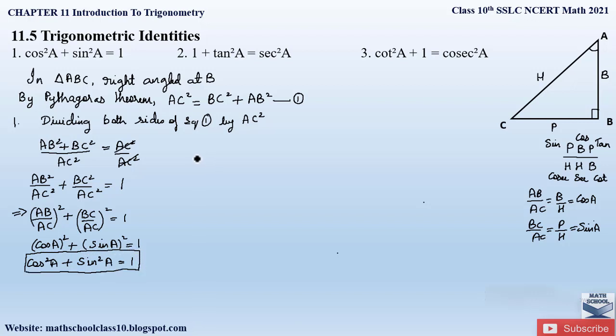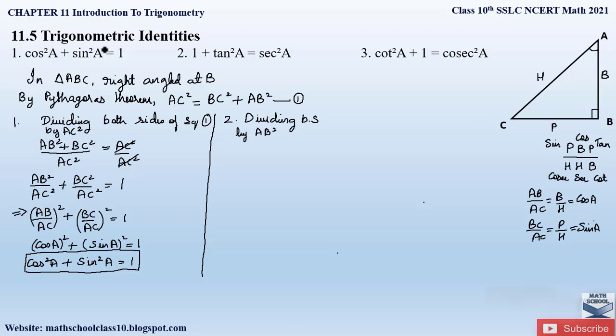Now similarly, let us prove our second identity. Now here in our first identity, we divided both the sides by AC square, or the hypotenuse square. Now we are going to divide by AB square, or the base, to obtain our second identity. Similarly, to prove the third trigonometric identity, we will divide by the perpendicular.